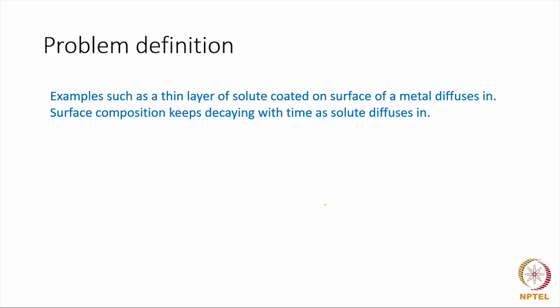Assume that there is a thin layer of solute coated on the surface of a metal, and the solute is then diffusing into the metal because it is held at high temperature. So what happens is that the surface composition keeps decaying with time as the solute is diffusing into the metal. And a very important condition that we have is that the total solute content in the domain is conserved. Now this is very important because this is not really like a traditional boundary condition.